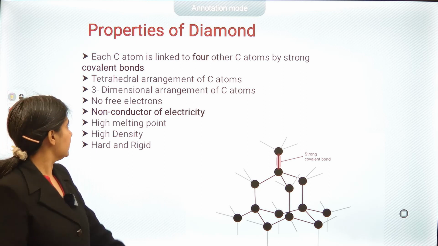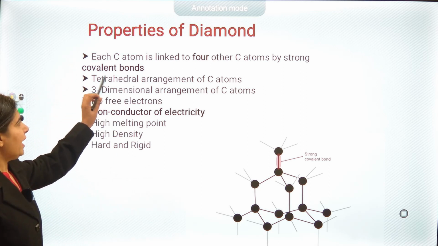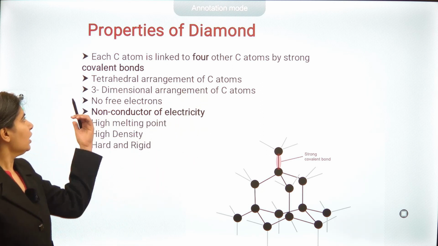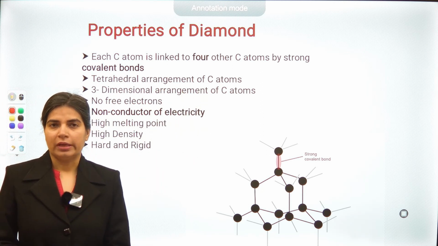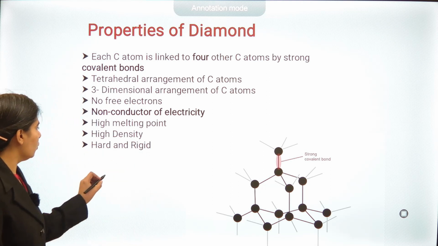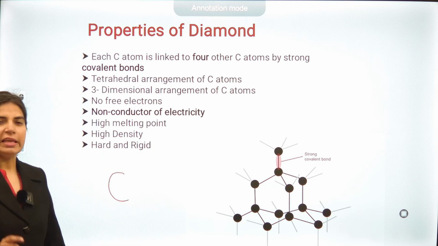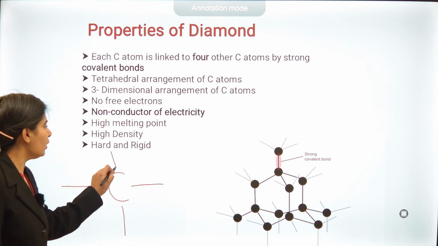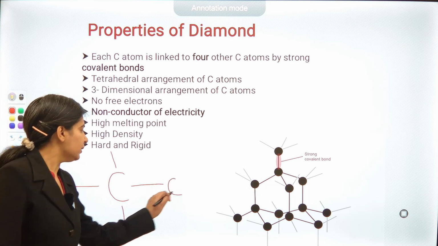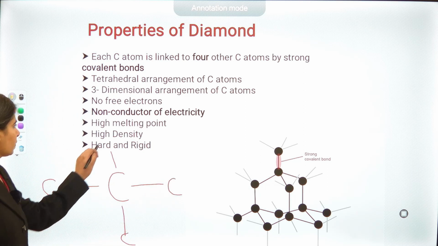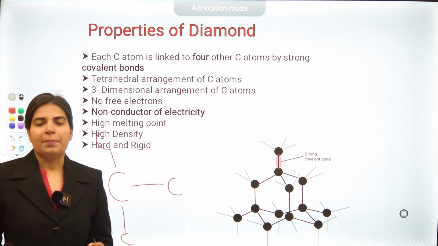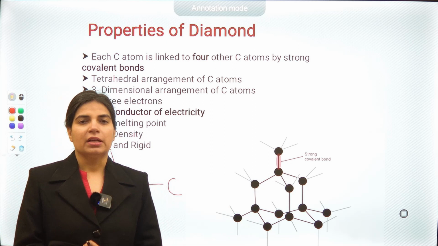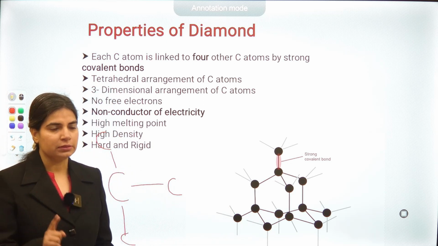The first property is each carbon atom is linked to 4 other carbon atoms by strong covalent bond. It means if I talk about carbon, then in case of diamond, the carbon is forming all the 4 bonds with other carbon atom. So carbon is forming covalent bond with other carbon atoms. This is the first property of diamond.